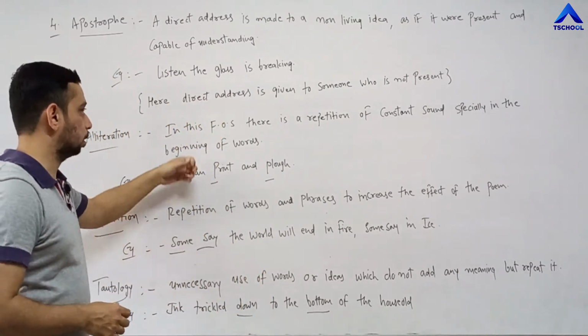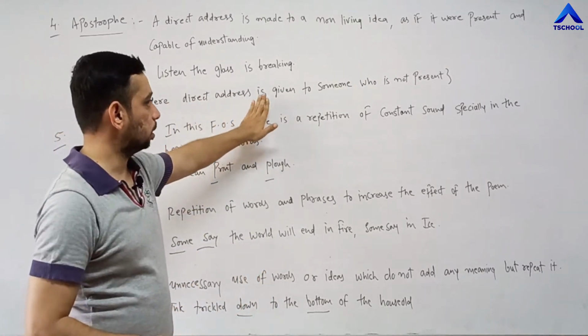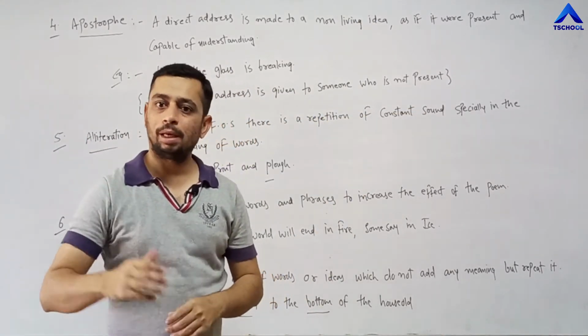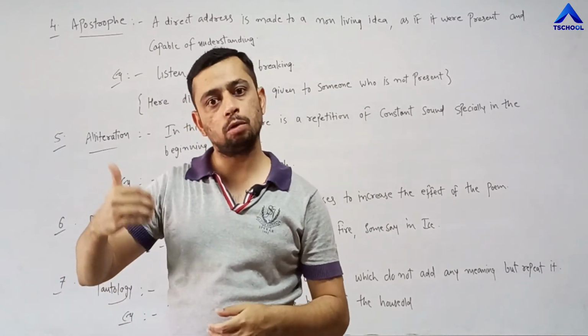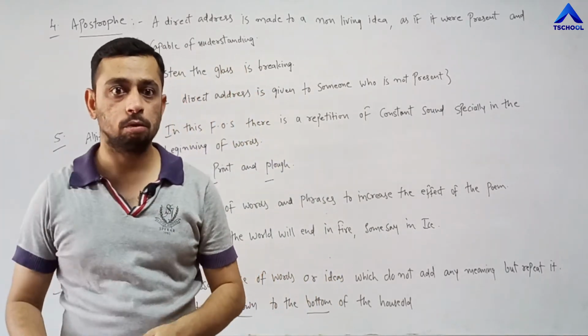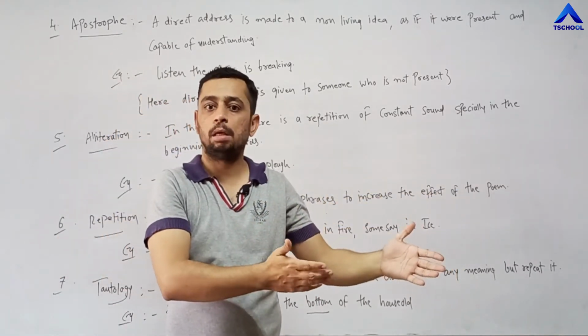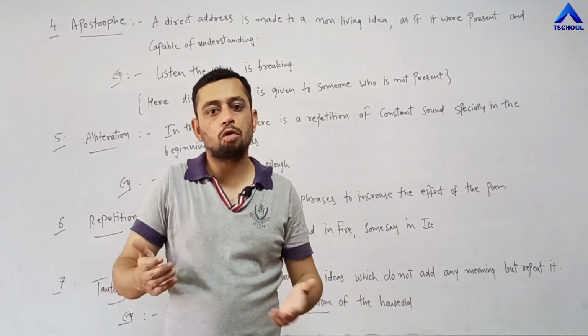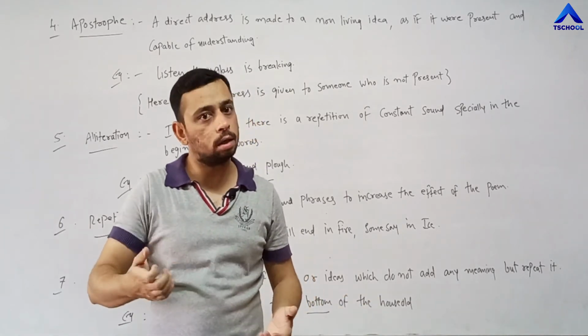Look at the explanation. Here, the direct address is given to someone who is not present. The glass is breaking, and the poet is trying to say to someone, listen, the glass is breaking. But to whom he is saying, listen, the person is not present here. He is talking with himself. So, what does that mean?